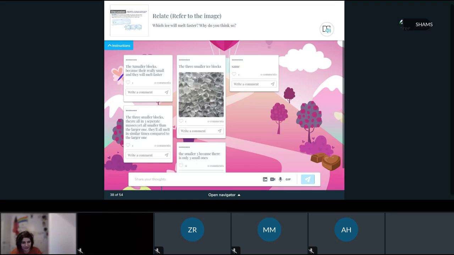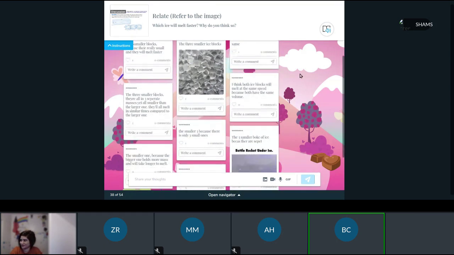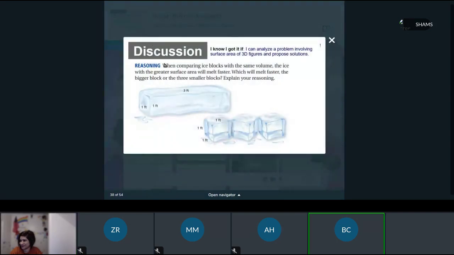Blessing, hop on the mic. Okay, quick question. Are we calculating the three smaller blocks together or by themselves? Together. Yeah. Okay, you know what? They're right. The bigger one will melt slower, because the smaller ones are not in one mass. So even though they have the same volume, the smaller blocks will melt faster. Very good, Blessing.